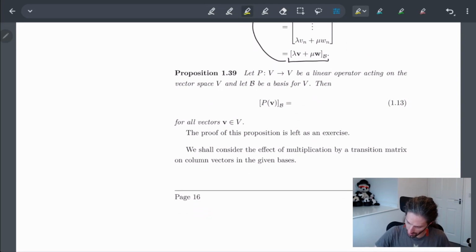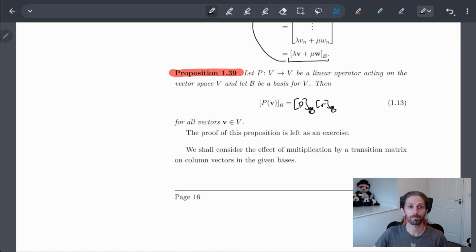Furthermore, these matrices are extra nice because we can just use them to calculate things. So if I have some vector P of V, and I want to know what its column vector is, P of V is going to give us some linear combination. What is its column vector going to be? Well, it turns out we can just take the matrix of the linear operator and multiply by the column vector of V with respect to B.